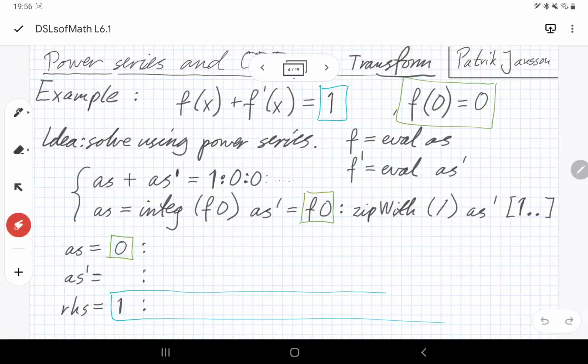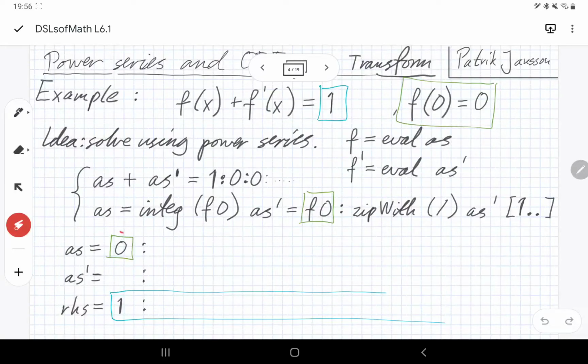Now we don't know the list as prime, but we do know a little bit. So first of all, we know the first value of as. Okay, the first value of as is 0 because of our equation solving, or our initial condition here.